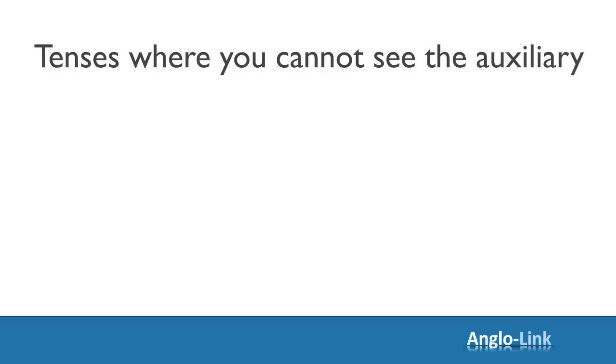Let's look at the first example. We have a deal. It's the present simple, have is the main verb, and we need the auxiliary don't. We don't have a deal.